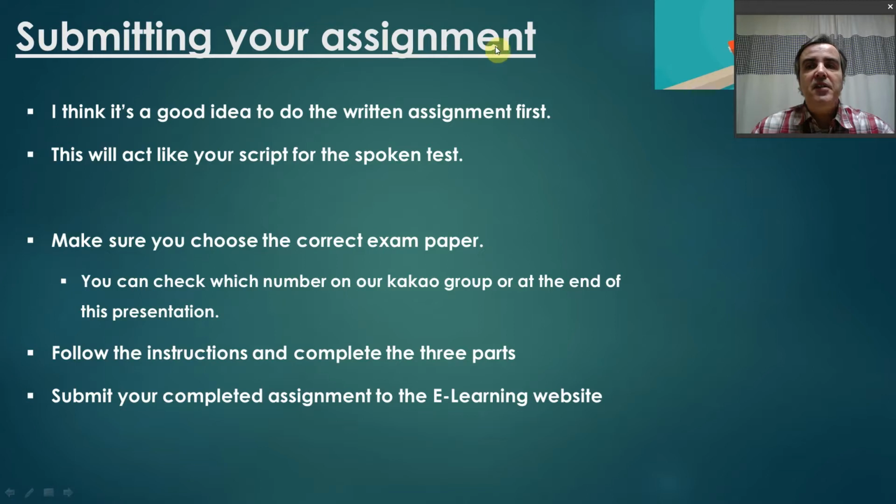So, submitting your assignment, I think it's a good idea to do the written assignment first. Yes, because that's going to be your script for your spoken test. Make sure you choose the correct exam paper. You can check which number on our Kakao group or at the end of this presentation. So I will send out all of the numbers. You can also see them in the video. Follow the instructions and complete the 3 parts. Submit your completed assignment to the e-learning website. So that is the written part.